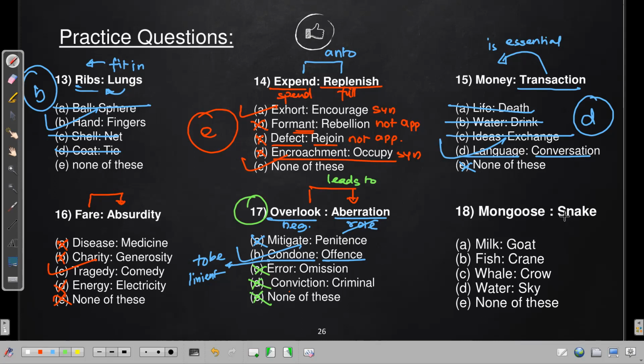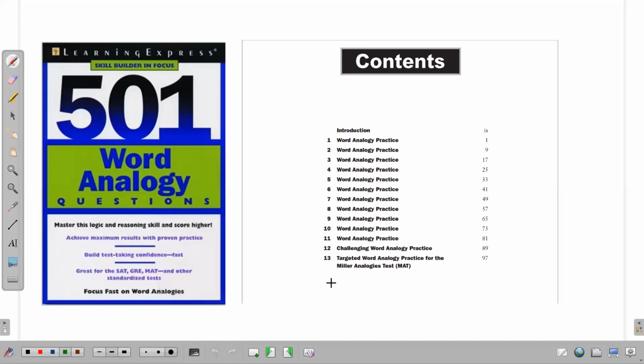Mongoose and snake are the pair where one particularly eats the other. So mongoose eats snake and crane eats fish. So I think this is clear. I hope that is what the analogies stand for. Interesting, though.